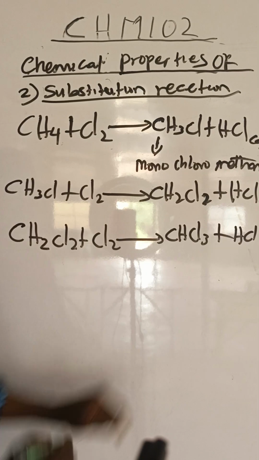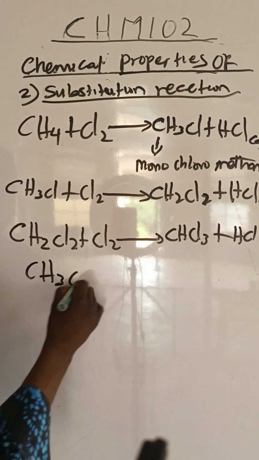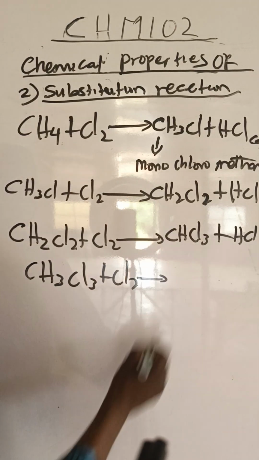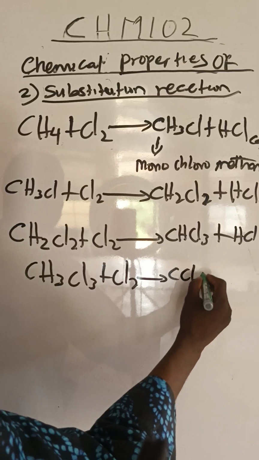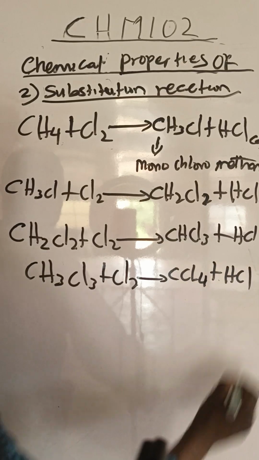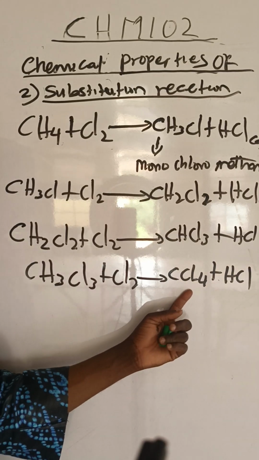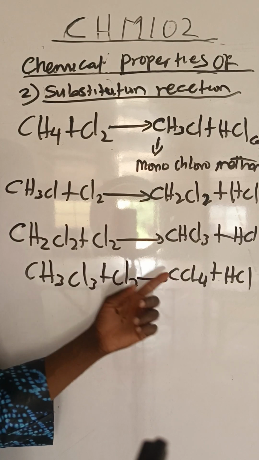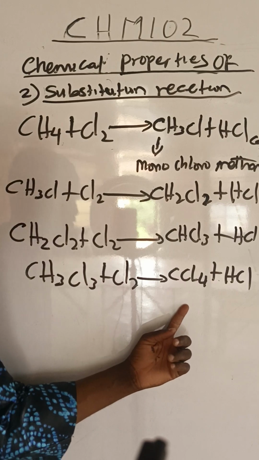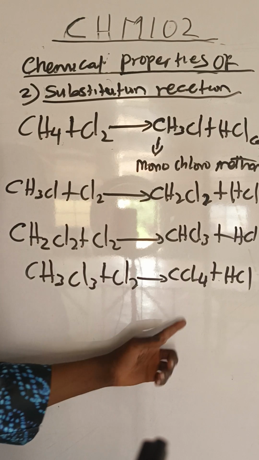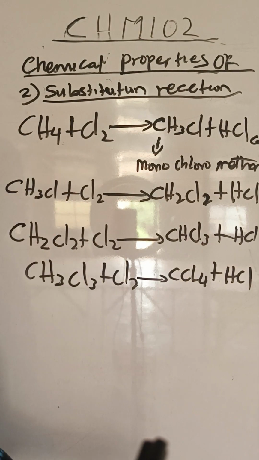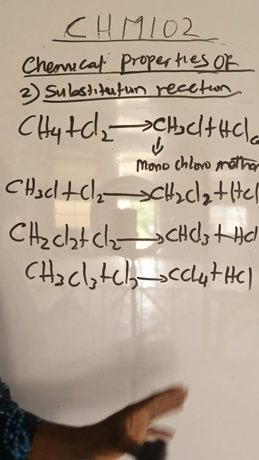Let's take a look at it. CHCl3 plus another Cl2. What will it give us? It will give us CCl4 plus HCl. This one is tetrachloromethane, or you call it carbon tetrachloride. This is what is called substitution reaction in an alkane.